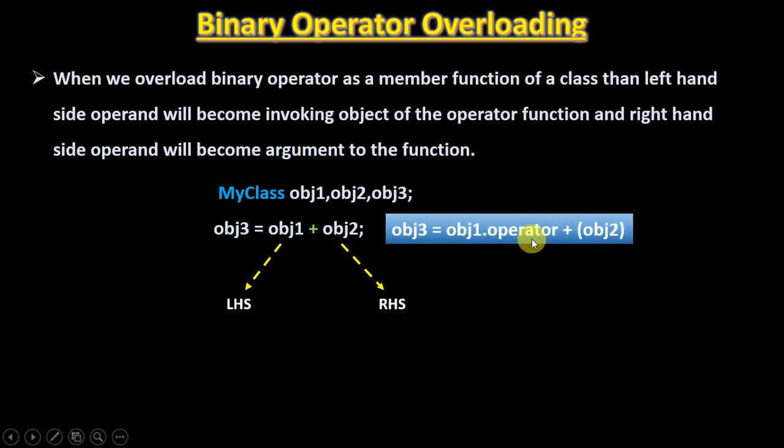It will try to look for this operator plus function. If it is available as a member function, then this statement will be converted to obj3 equals obj1 dot operator plus of obj2. Because plus is there, it will look for the operator plus function, and obj1 will be the invoking object of that function. The operator overloaded function will also have the this pointer. The this pointer will hold obj1, and the right side operand, obj2, will be the argument to this function.